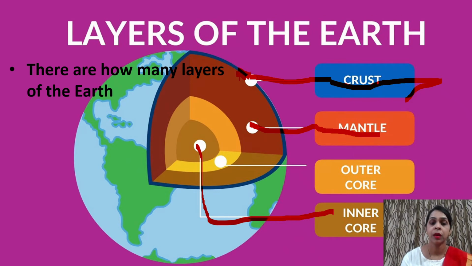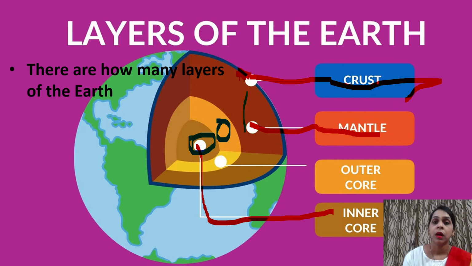The mantle part is thicker than the crust, and you can see here is the outer core. The outer core has melted metals like iron and nickel. Then the inner core. You can see here the inner core. The inner core is solid in nature. You can find nickel and iron in a solid state here. Okay.